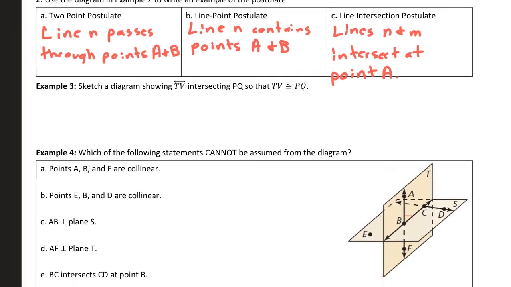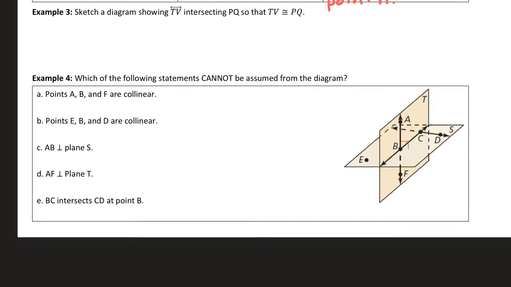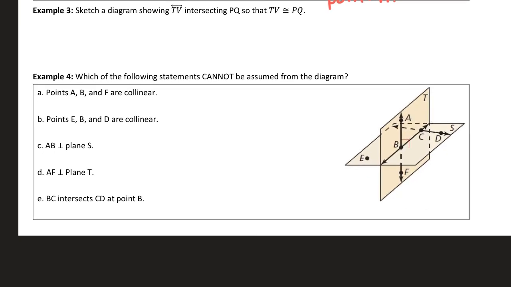So what I'd like you guys to do now is to move on to the next part of this lesson, and then you're going to come back for examples 3 and 4. It's going to be a shorter video, but I want you to practice naming these postulates and just picking them from the list so you can move on to the next part of the lesson.